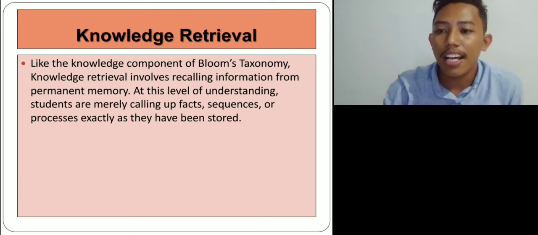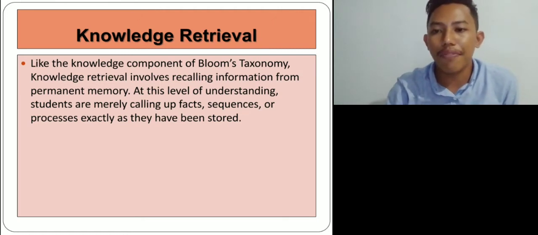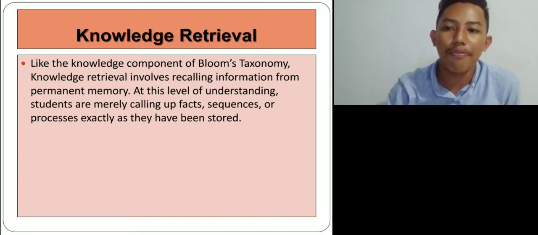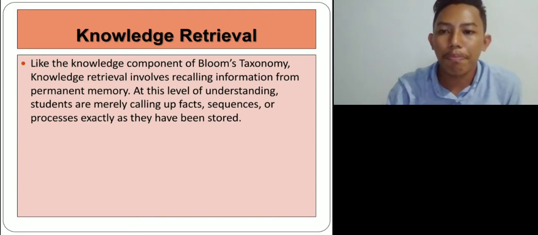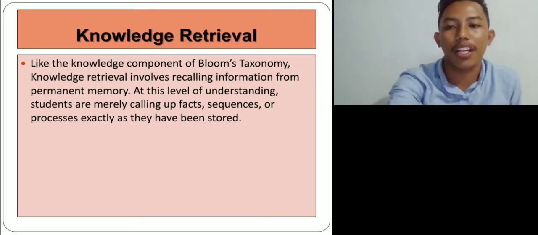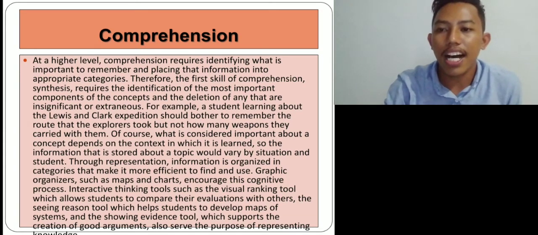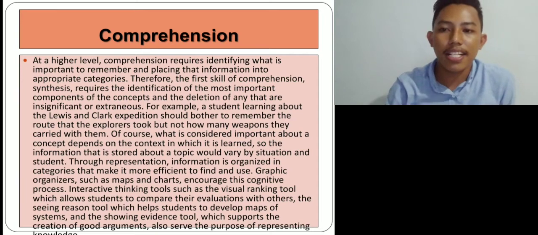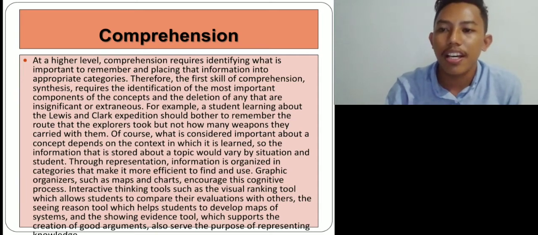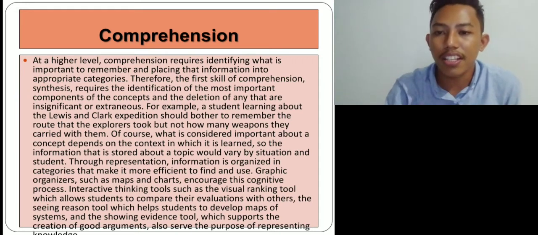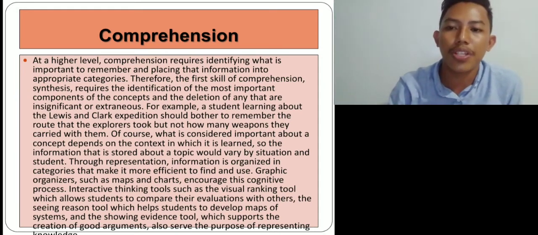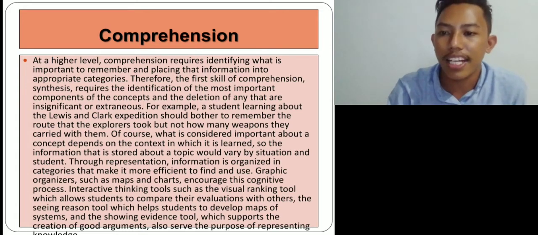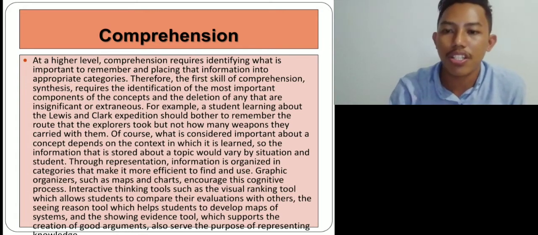So knowledge retrieval, like the knowledge component of Bloom's taxonomy, involves recalling information from permanent memory. At this level of understanding, students are merely calling up facts, sequences, or processes exactly as they have been stored. Next is comprehension. At a higher level, comprehension requires identifying what is important to remember and placing that information into appropriate categories. Therefore, the first skill of comprehension, synthesis, requires the identification of the most important components of the concepts and the deletion of any that are insignificant or extraneous.